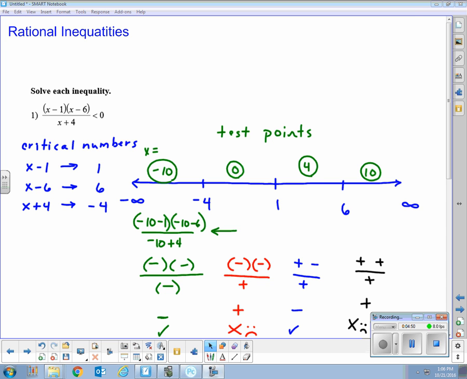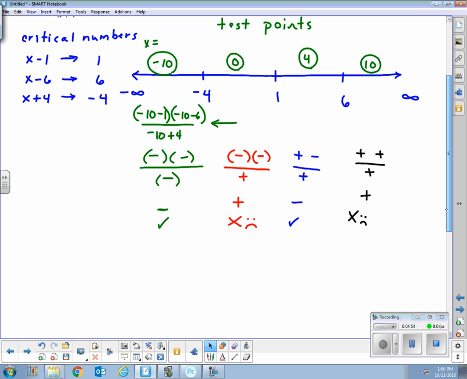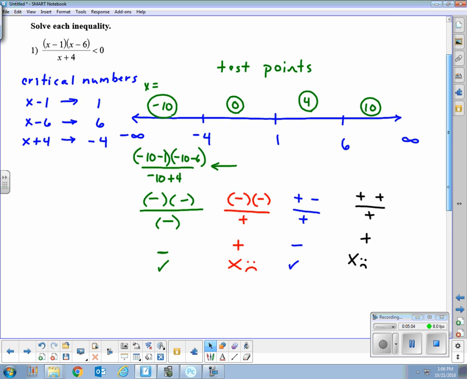So let's look at how we're going to write our answer. We're going to write it in interval form. I want all of the numbers that are between negative infinity and negative 4. Negative 4, if you look at the original function, is going to make the denominator 0. Therefore, I have to exclude it. So one interval is negative infinity to negative 4.